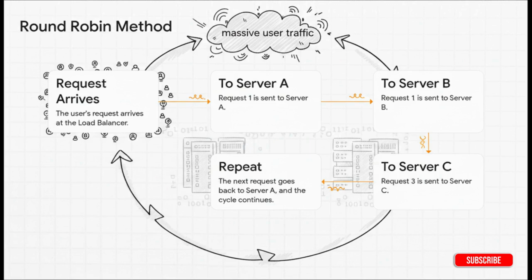It's pretty much exactly what it sounds like. The load balancer sends the first request to server A, the second to server B, the third to server C, and then it just cycles right back around to A. It's a simple but really effective way to make sure the traffic is distributed perfectly.